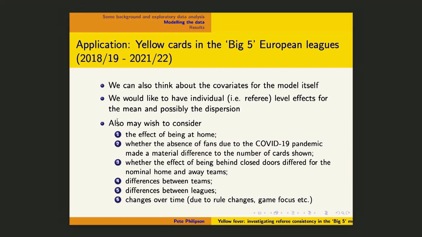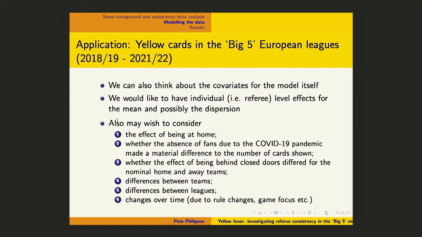As for the model itself, forgetting about the distribution, we might want to think about the covariates. So what I want is to have individual, i.e. referee level effects for the mean and maybe also for the dispersion. I want to also model the team level effects. So that's number 4 here. As common across all sports, I might want to model the effect of being at home. So is there a home advantage? Do home teams get fewer yellow cards?